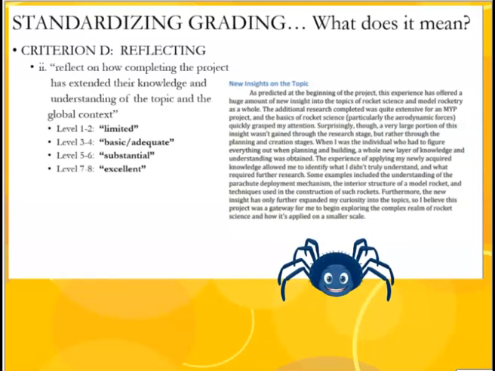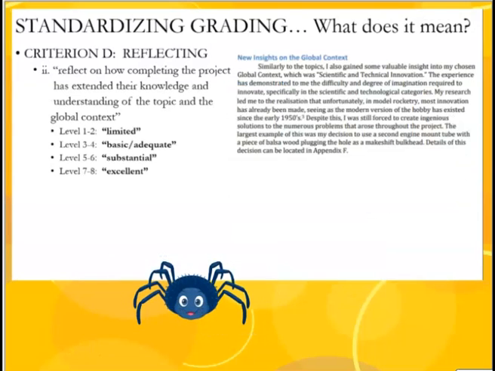On the right side of your screen, there is another example from the rocket sample report that scored at the highest levels of achievement. This portion of the report addresses Criterion D, Strand 2, which requires students to reflect on how completing the project has extended their knowledge and understanding of both the topic and the global context. This particular excerpt provides an example of excellent reflection with specific and meaningful examples related to his topic. Also, notice that he discusses application of the knowledge he has acquired.